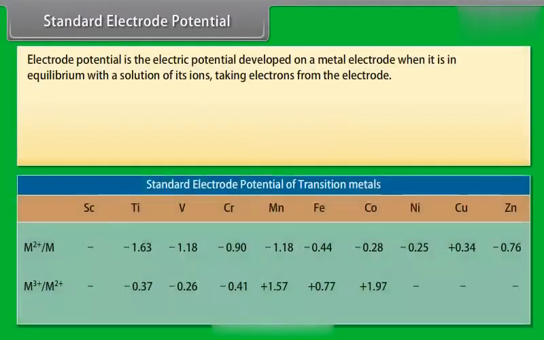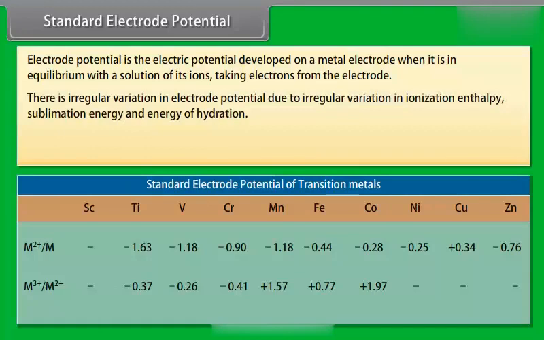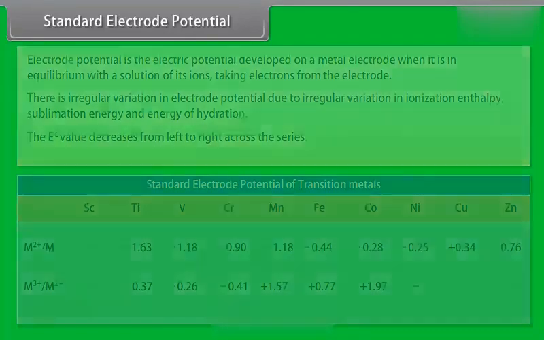Standard electrode potential. Electrode potential is the electric potential developed on a metal electrode when it is in equilibrium with a solution of its ions, taking electrons from the electrode. There is irregular variation in electrode potential due to irregular variation in ionization enthalpy, sublimation energy, and energy of hydration. The E0 value decreases from left to right across the series.